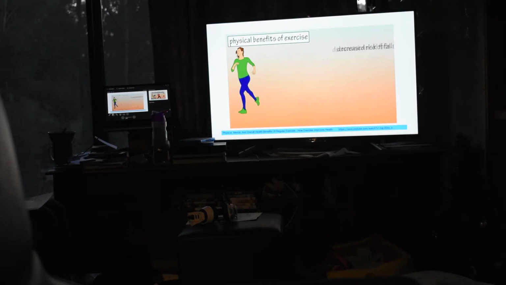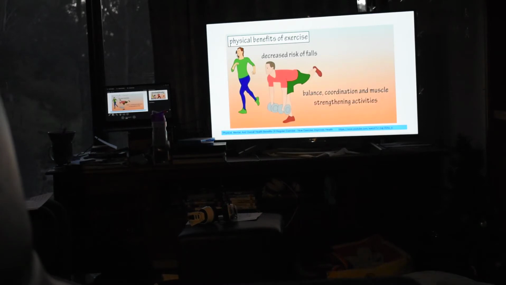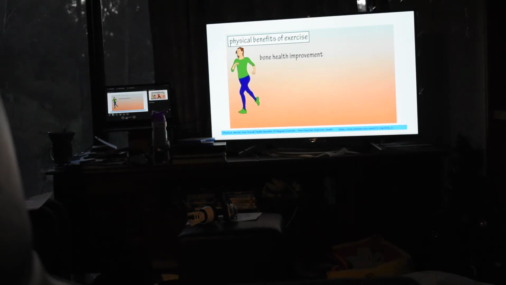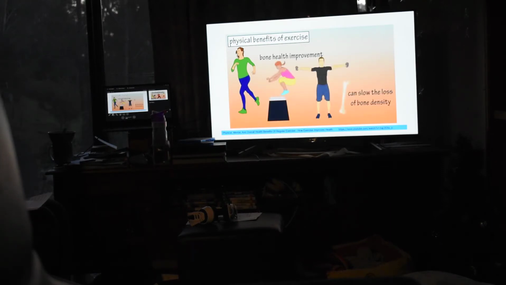Number 4, decreased risk of falls. Incorporating balance, coordination, and muscle strengthening activities into your exercise program can improve your motor skills, thus reducing the risk of falling. Number 5, bone health improvement. Impact activities such as plyometrics and jumping and resistance training can slow the loss of bone density that comes with age. Playing sports that involve running and jumping can be advantageous as well.